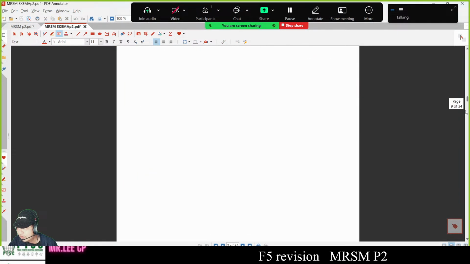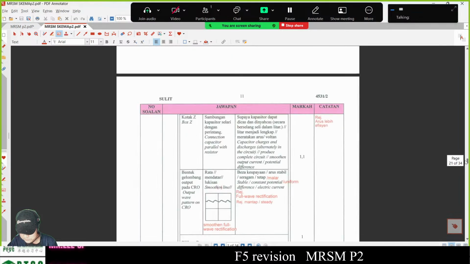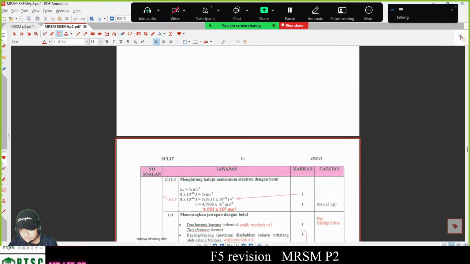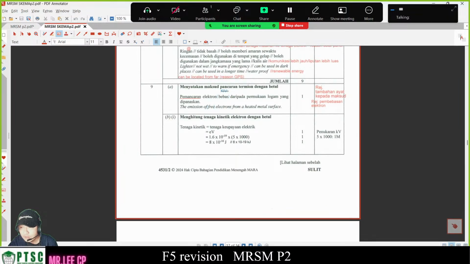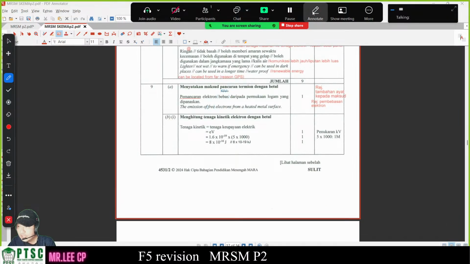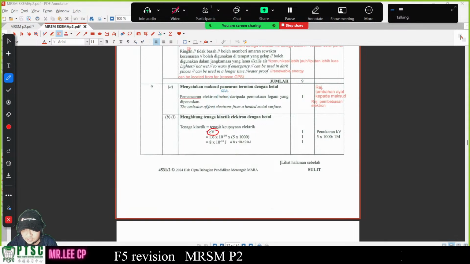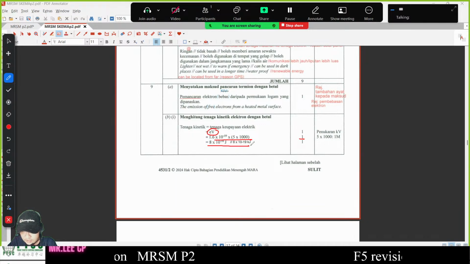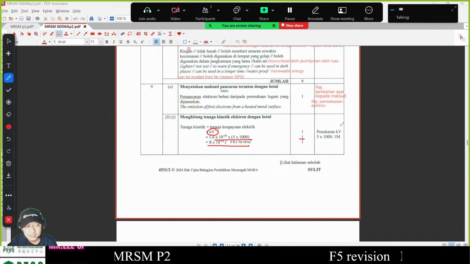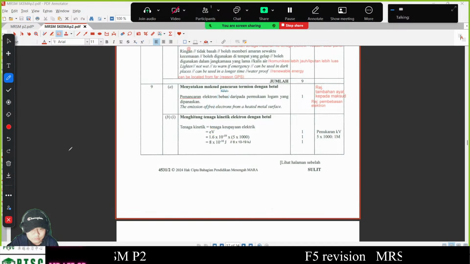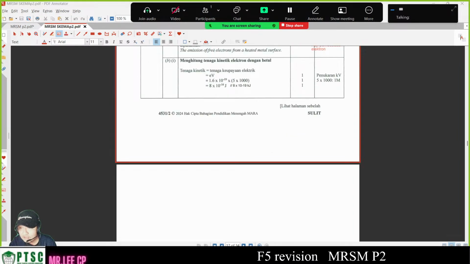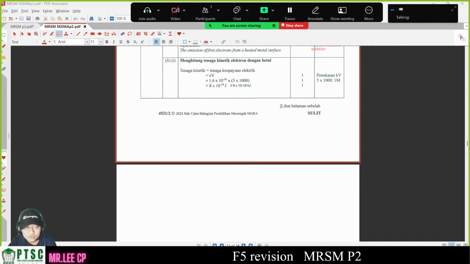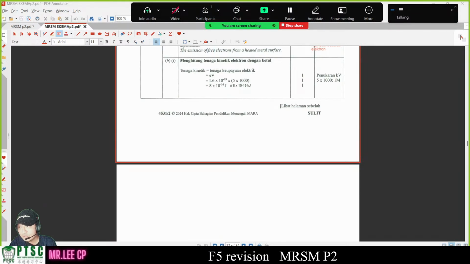We'll go and see question number 9. Okay. Here. Now, you see how many marks here? 3 marks. So you write kinetic energy is equal to EV, and then you substitute, 1 mark, and then the answer, 1 mark. So this one is 3 marks. So good. You can use kilojoule, but normally I will not change to kilojoule. If you want to change to kilojoule, it is okay.